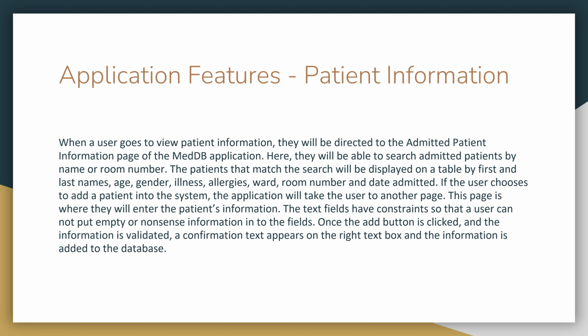If the user chooses to add a patient into the system, the application will take the user to another page. This page is where they will enter the patient's information. The text fields have constraints so that a user cannot put an empty or nonsense information into the fields. Once the add button is clicked and the information is validated, a confirmation text appears on the right text box and the information is added to the database.